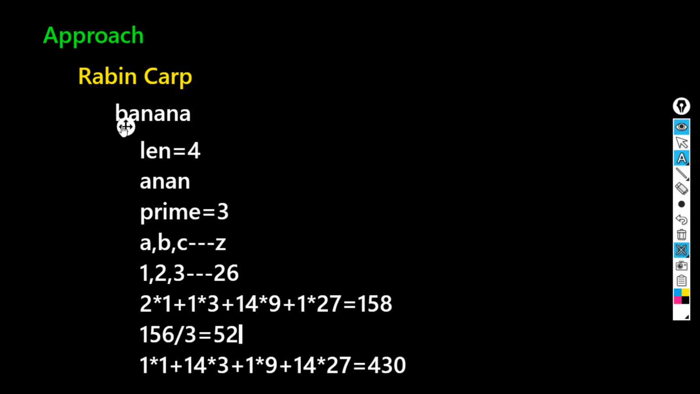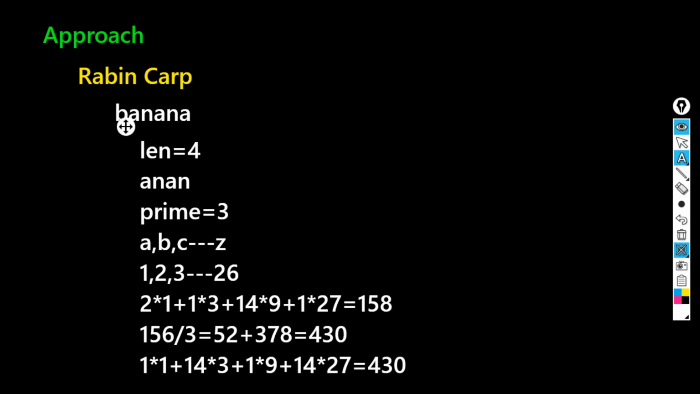And then what will we do? We will add the last value of this new substring. So what will it be? It will be 14, and we will multiply it with 3 to the power of the length of this, so it will be 3. So what will be coming? It will be 378. So it will be equal to 430.